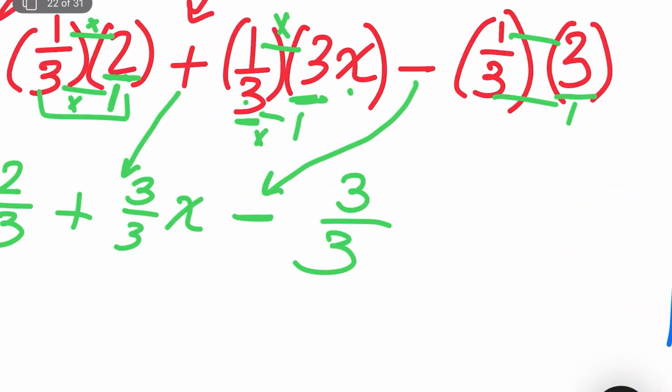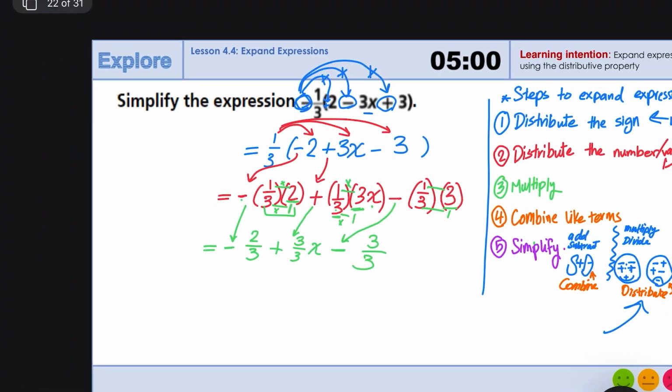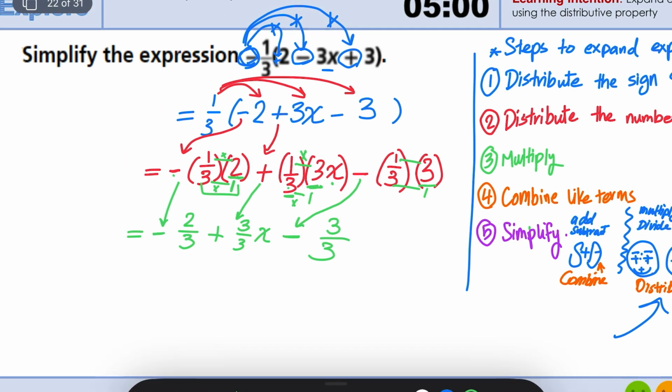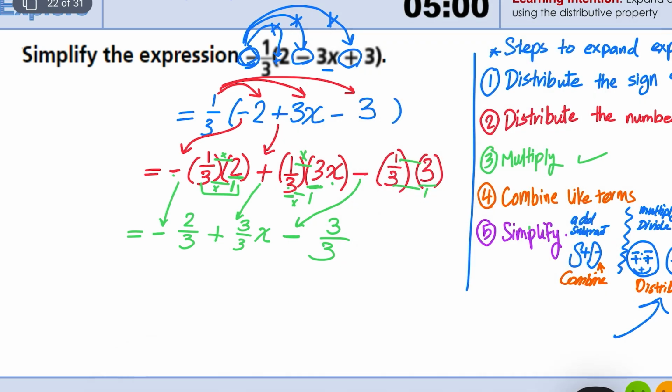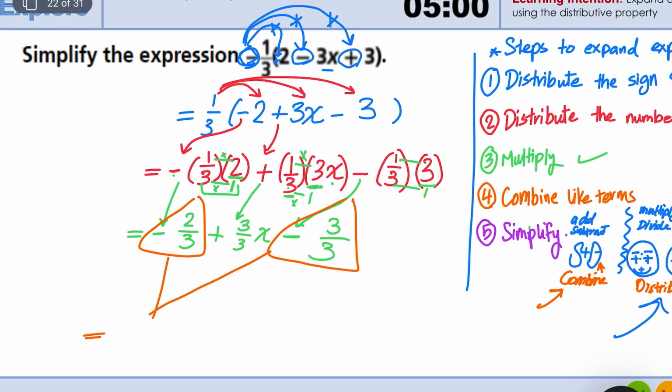Okay. Now, the next step is to combine like terms. Since I'm done with step number 3, let's move to step number 4. Look at the expression. Do I have any terms to combine? The answer, of course, is yes. I have negative 3 over 3. It's a number. And negative 2 over 3 is also a number. I can combine them. To combine, which rule do I use? I use the saddest rule.